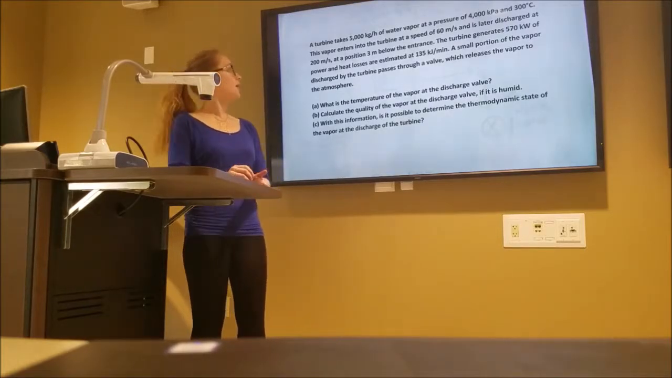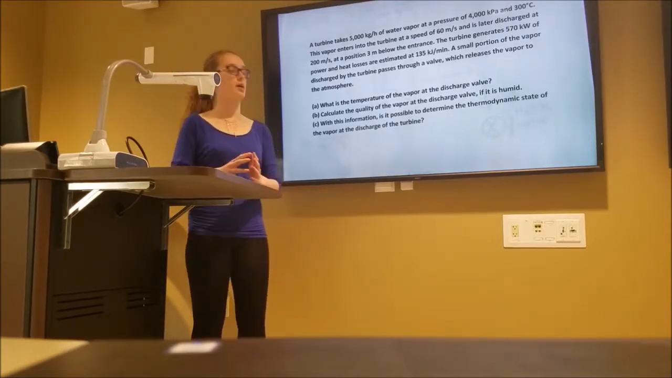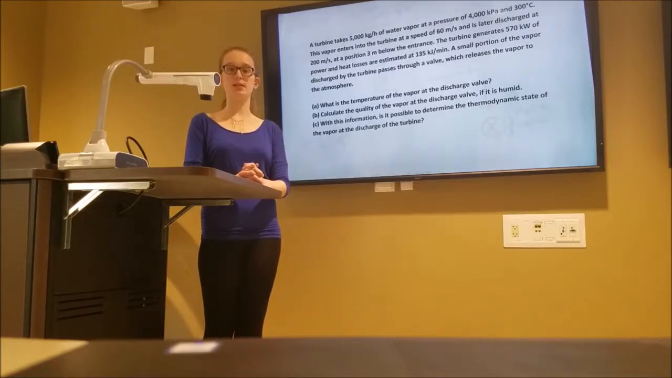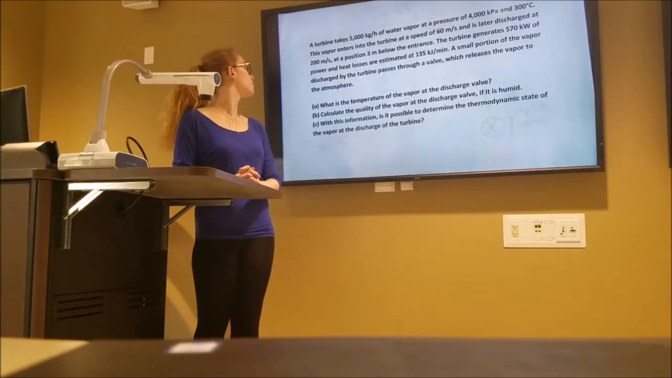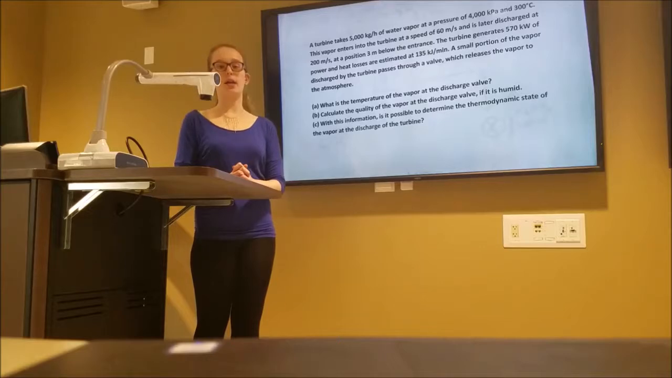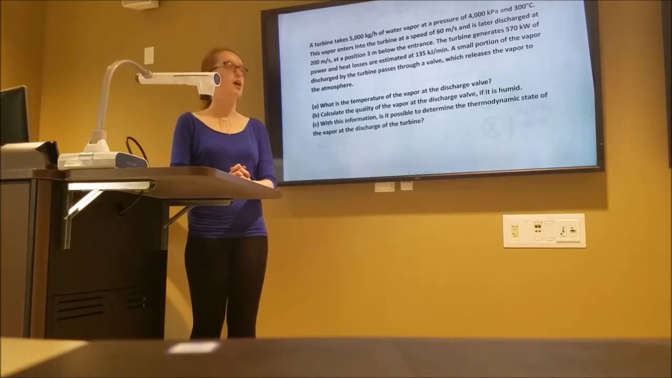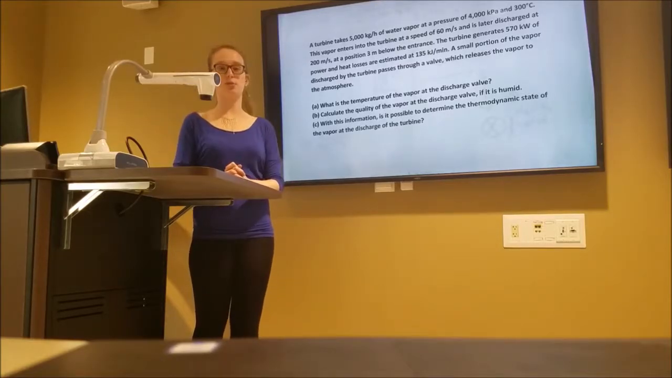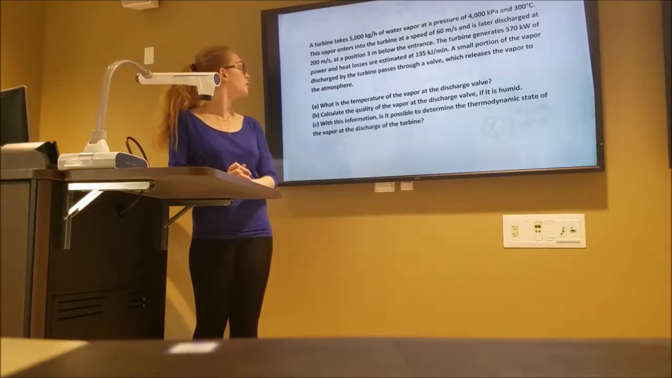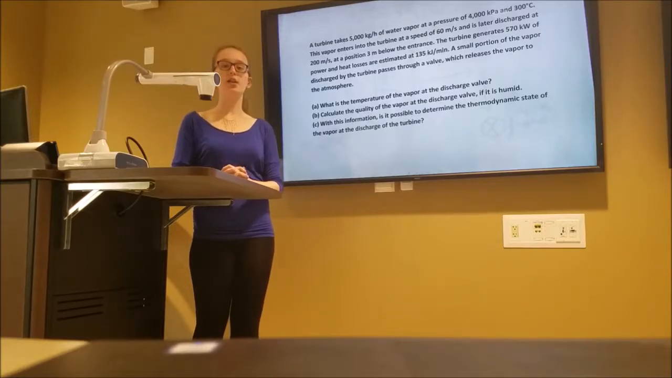A turbine takes 5,000 kilograms per hour of water vapor at a pressure of 4,000 kilopascals and 300 degrees Celsius. This vapor enters into the turbine at a speed of 60 meters per second and is later discharged at 200 meters per second at a position 3 meters below the entrance of the turbine. The turbine generates 570 kilowatts of power, and heat losses are estimated at 135 kilojoules per minute.